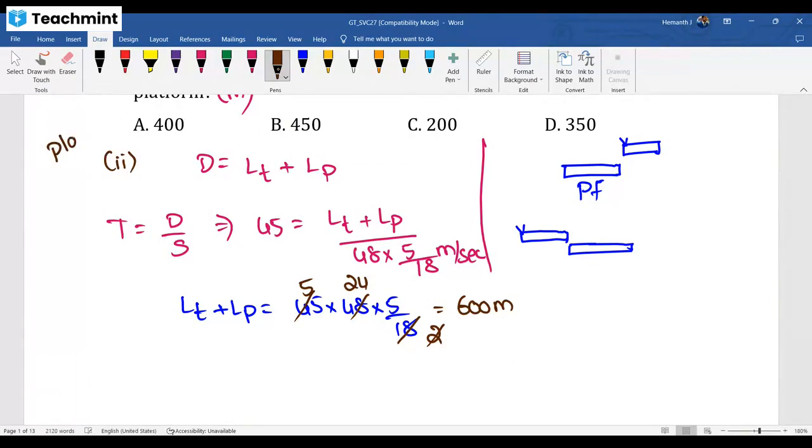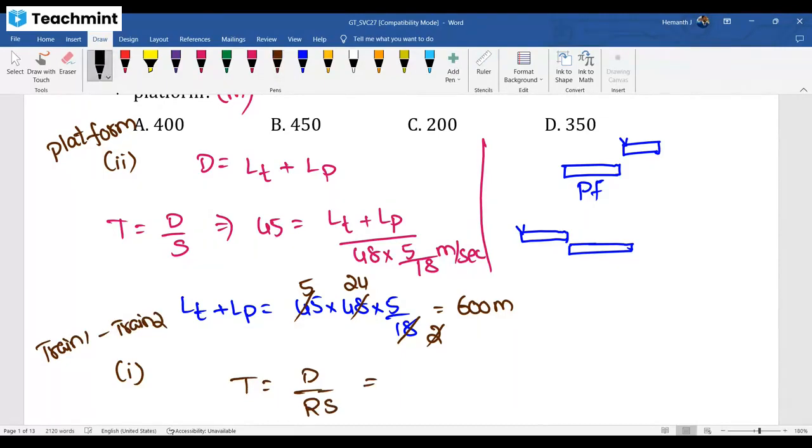Train crossing platform. But there is another situation: two trains, train 1 crossing train 2 in opposite directions. They have given the time taken for that. Again, time is distance by speed. But as two trains are moving, we have to add the speeds. Other train speed is 42. This is kilometer per hour.